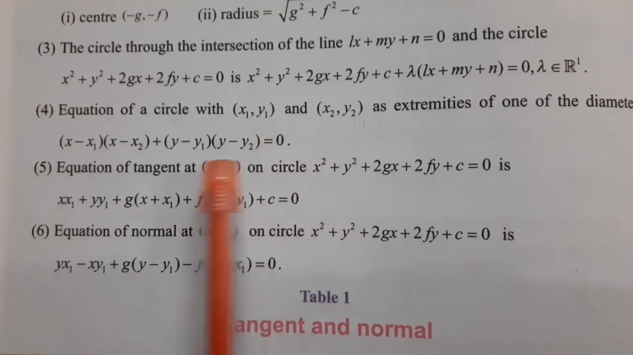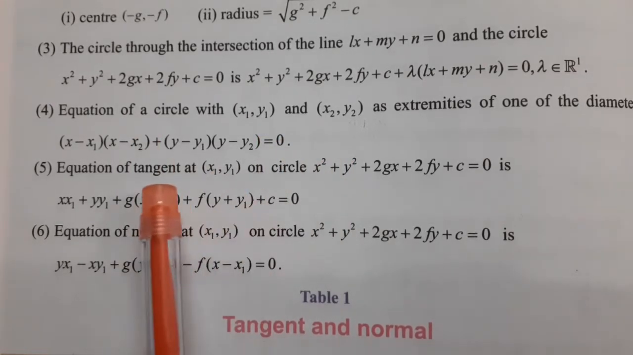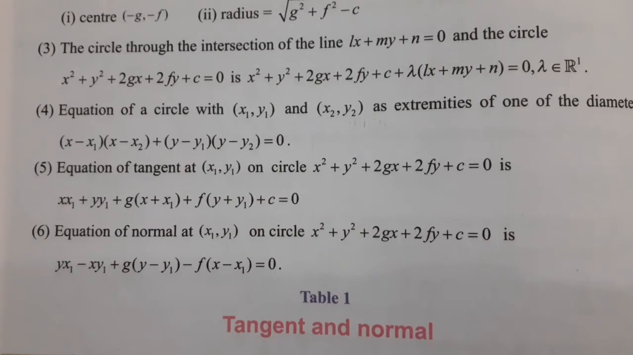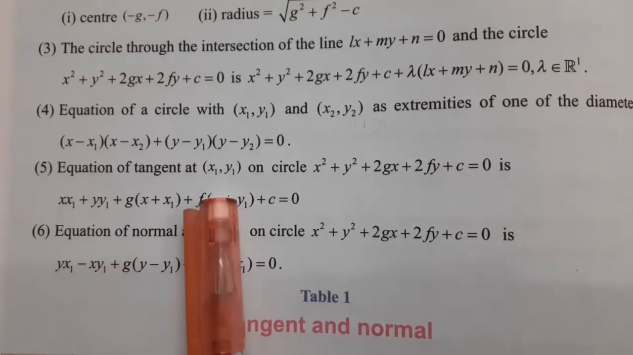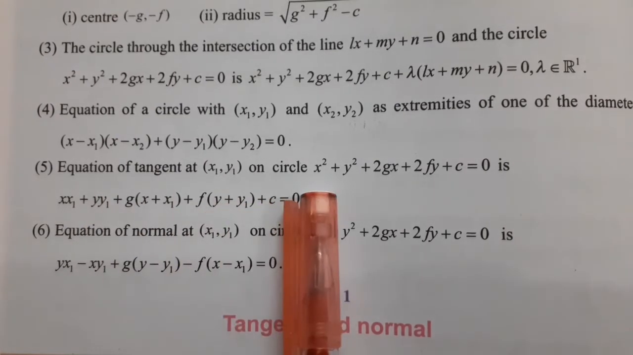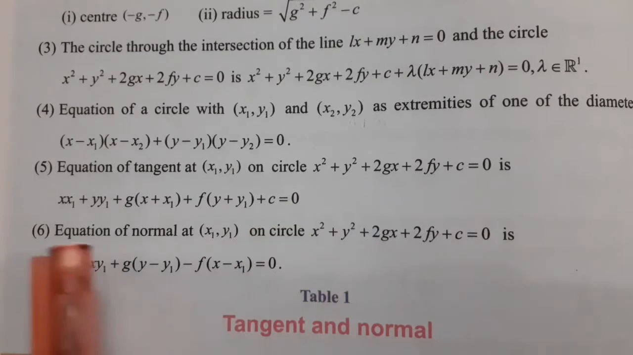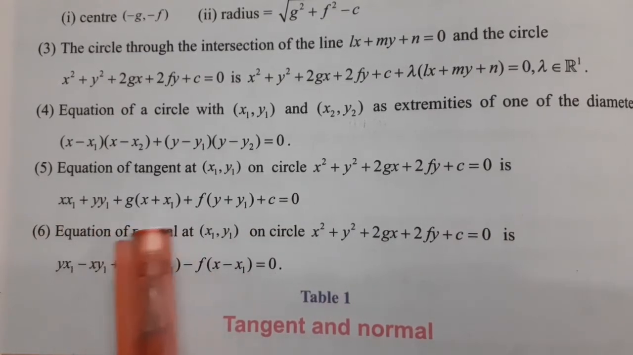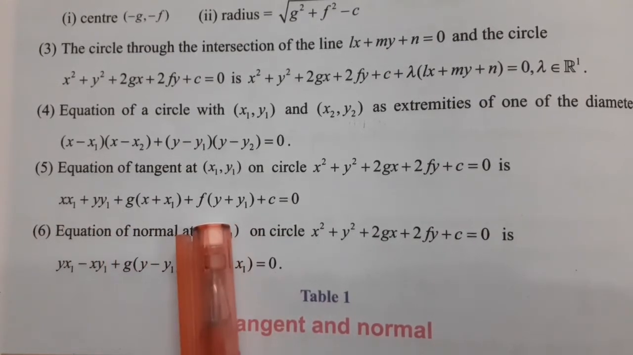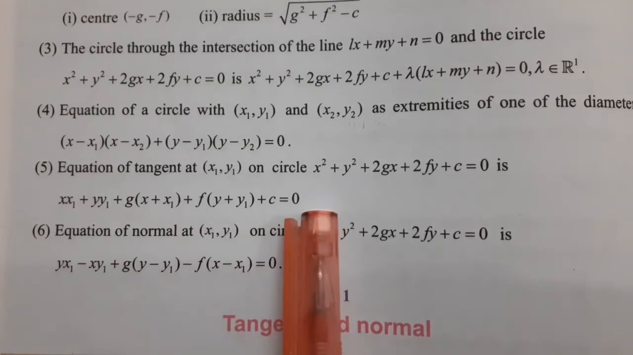If any point of the circle passes through the line... What is meant by tangent? If the tangent cuts the circle at the circumference at any one point. The equation of the tangent at (x1, y1) on the circle is xx1 plus yy1 plus g into (x plus x1) plus f into (y plus y1) plus c equal to 0.